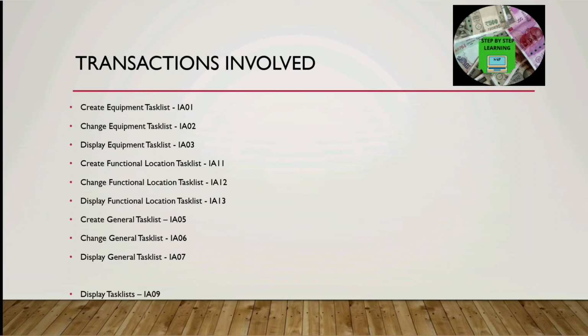Okay, see the transactions involved. Creation of equipment task list IA01, change IA02, display IA03; function location task list IA11, IA12 and IA13 for display; and the general task list IA05, IA06 for change, IA07 for display. And the display task list that will list the task lists already created is transaction code IA09. That will be a useful transaction code to display all the created task lists. Okay, we will see it in the system.